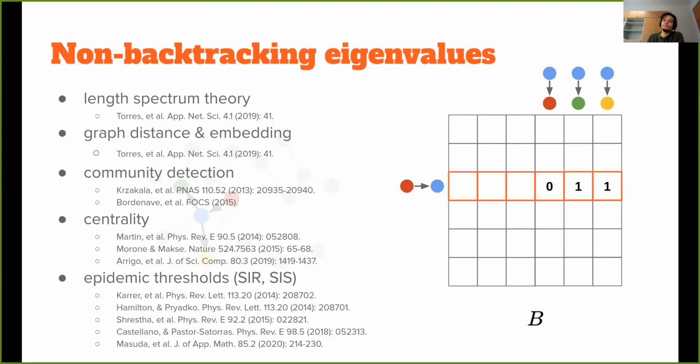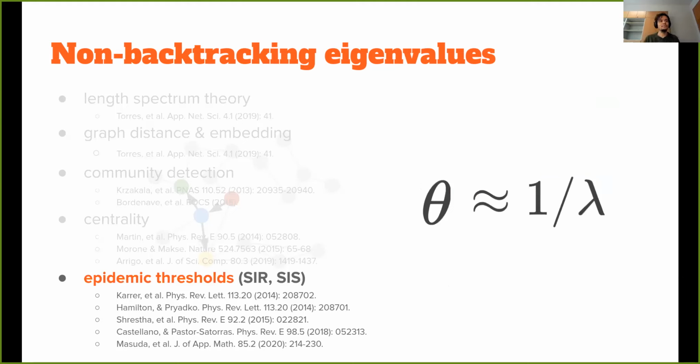But today I want to focus on this particular application because it is known that the epidemic threshold of certain spreading dynamics, for example, the SIR or SIS models, the epidemic threshold theta is just the point in your parameter space after which the spread has a large chance of becoming an epidemic, right? And it's known that the epidemic threshold theta can be approximated using 1 over the leading eigenvalue of the non-backtracking matrix.